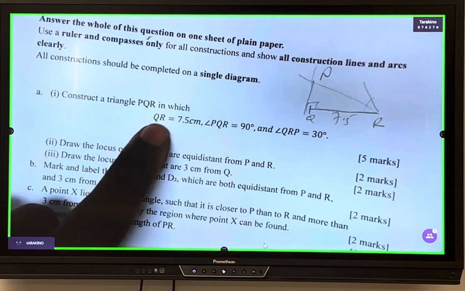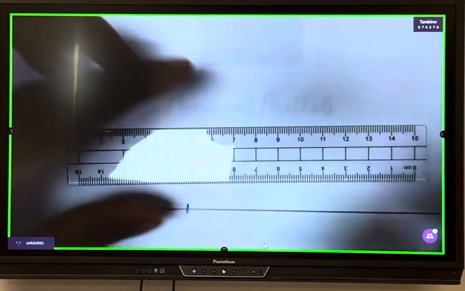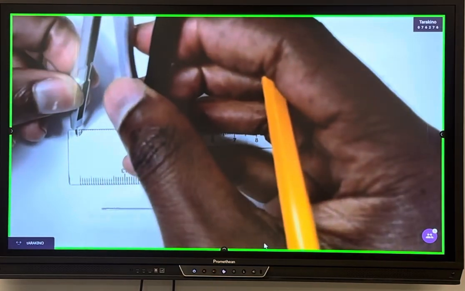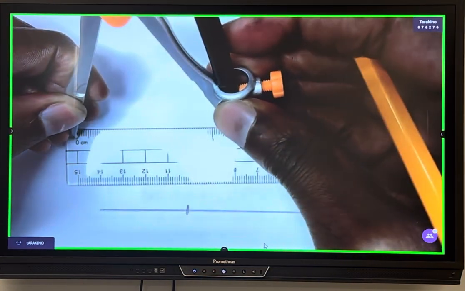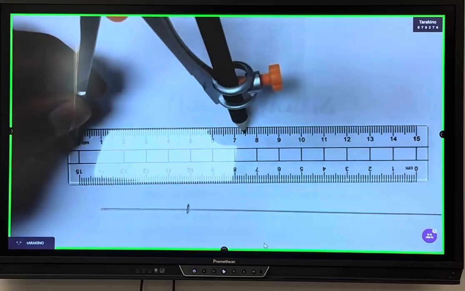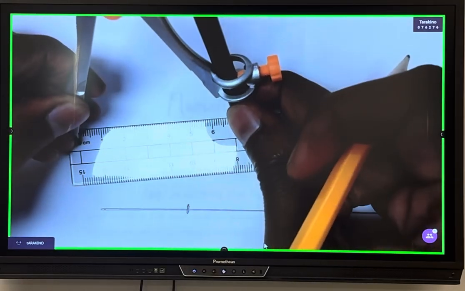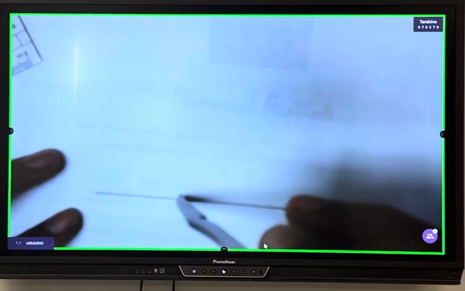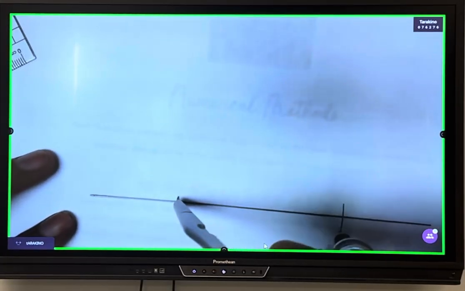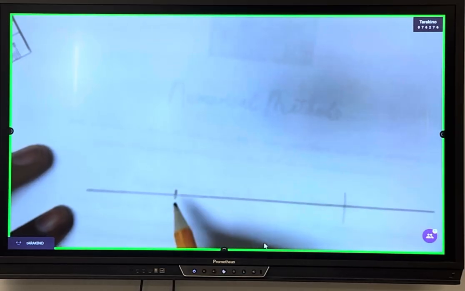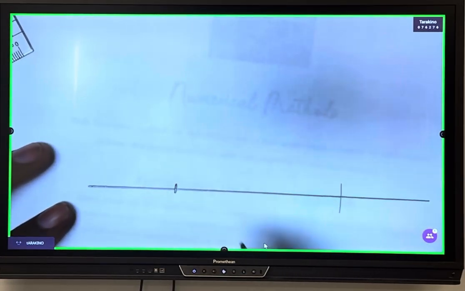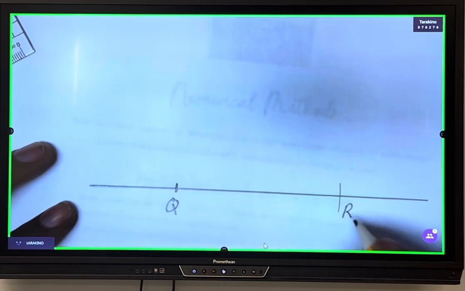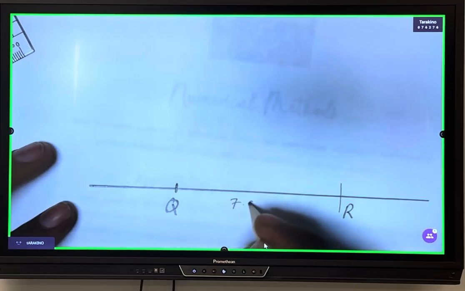Remember, this is the question here. QR is 7.5, so I am going to measure my 7.5. There we go, that's my 7.5. Then from there, I will draw this arc. I've constructed that line, so it's line QR. That's my Q, that's my R, and this is 7.5 centimeters.